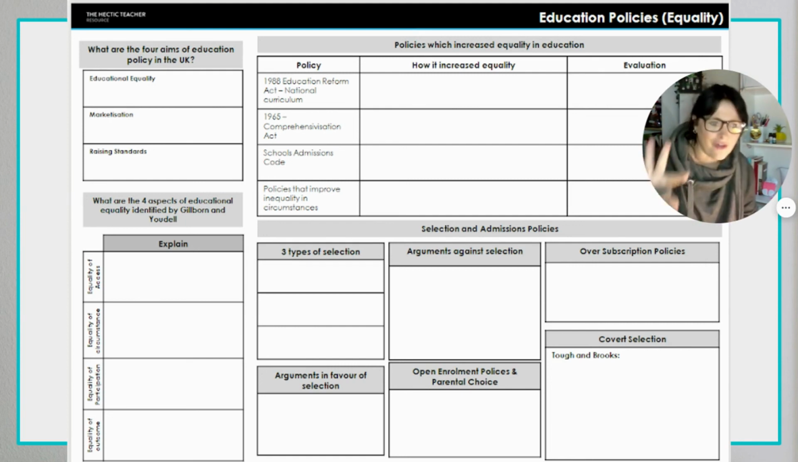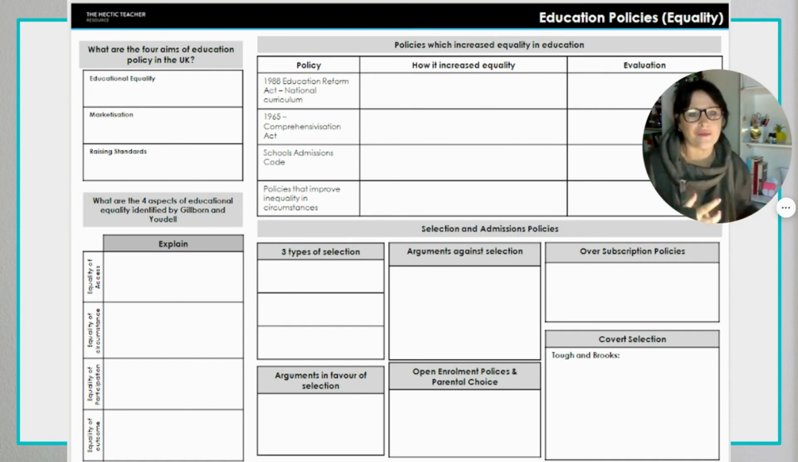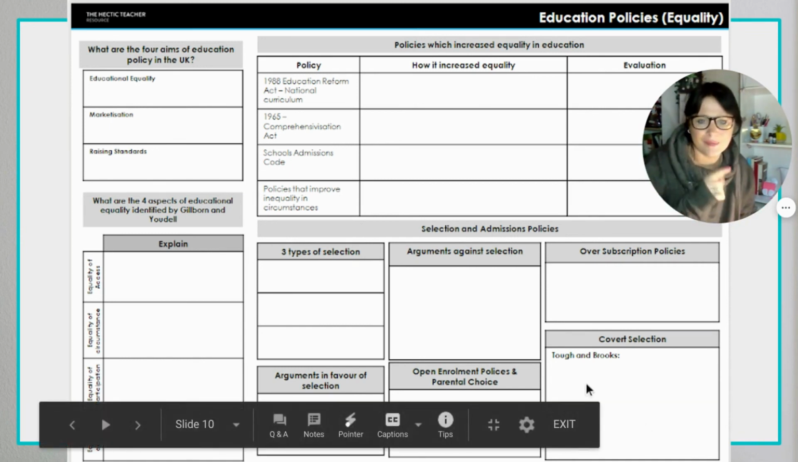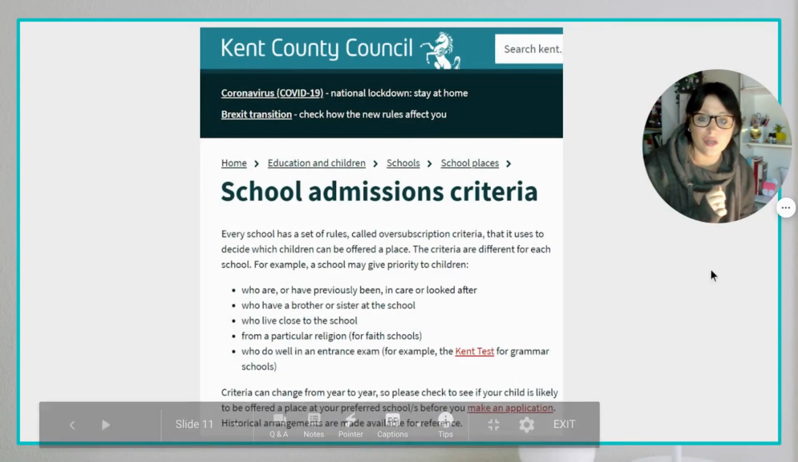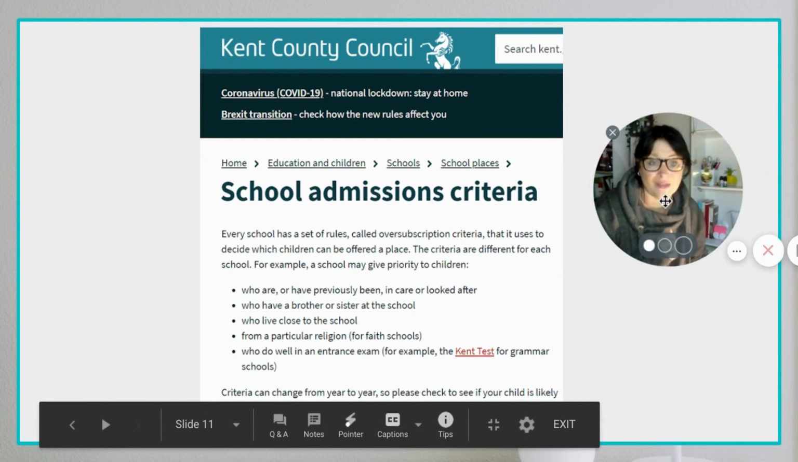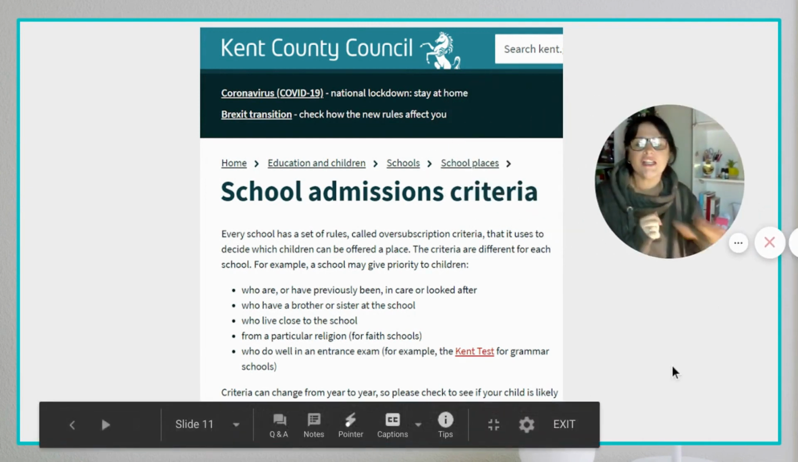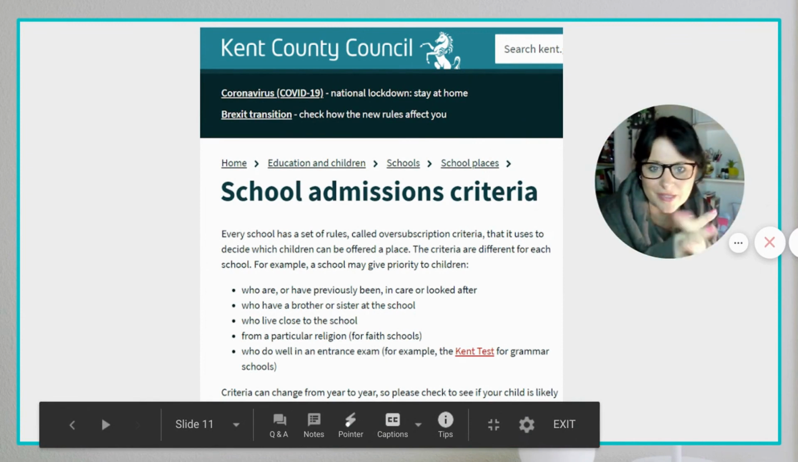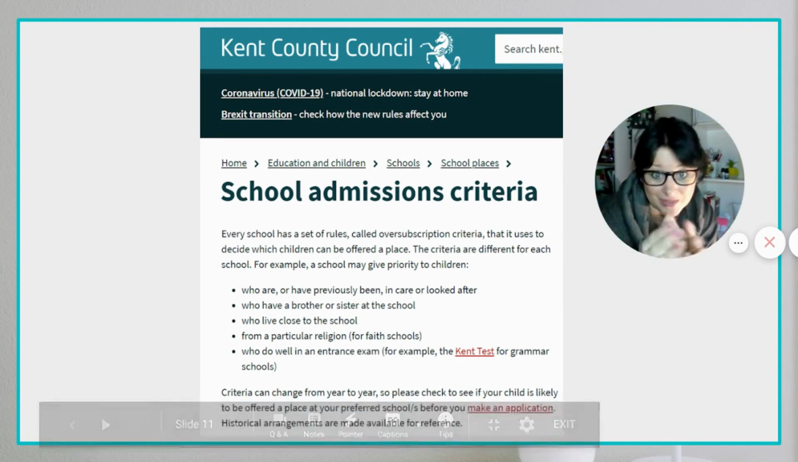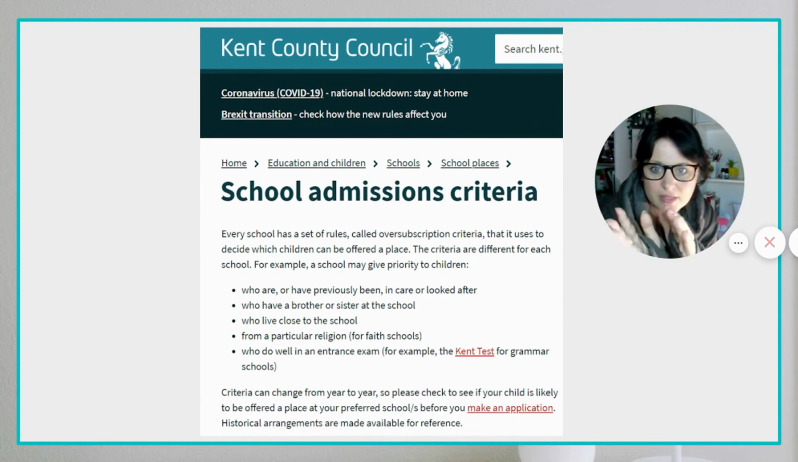So there's a lot of information you want to be drawing out from your notes. And just because it mentions oversubscription policies, I wanted to show you this, which is Kent County Council. Okay, so this is the school admissions criteria for Kent County Council, and as you'll see in the middle, it says every school has a set of rules called oversubscription criteria, and these are the rules that they use in order to decide who gets offered places in schools.